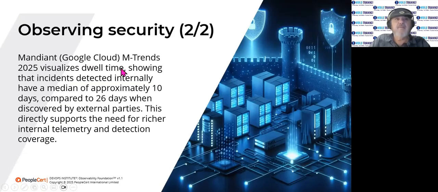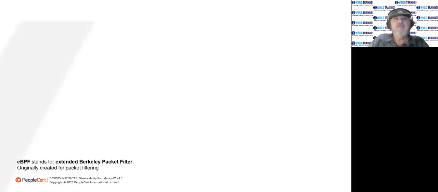Mandiant M-Trends 25, this is a report that visualizes dwell time, showing that incidents detected internally have a median of approximately 10 days compared to 26 days when discovered by external parties. This directly supports the need for richer internal telemetry and detection coverage. There's a big gap there from a security point of view.